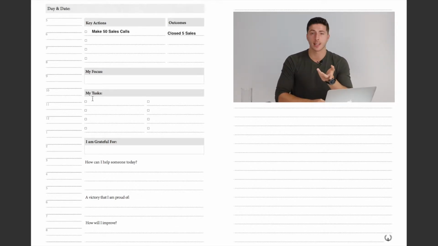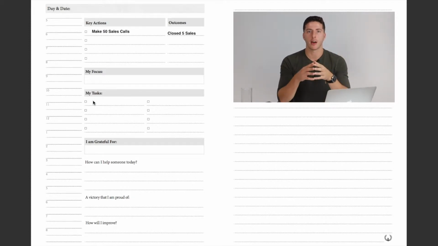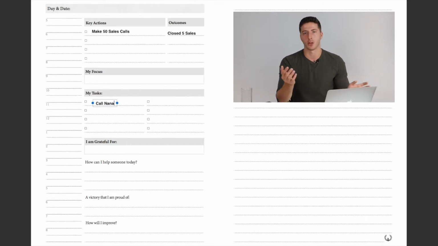The next thing is the task. This acts as a to-do list. You could even view it as a subset of your key actions if you'd like to, but this really just depends. What are you after? What do you have to do today? For example, my grandma. One of my habits is I like to call her twice a week. I'll put underneath my task, call Nana today. That's not a key action. That's not something that's getting you closer to your goals. But it is something that's important to you that you want to include within your journal or your planner.